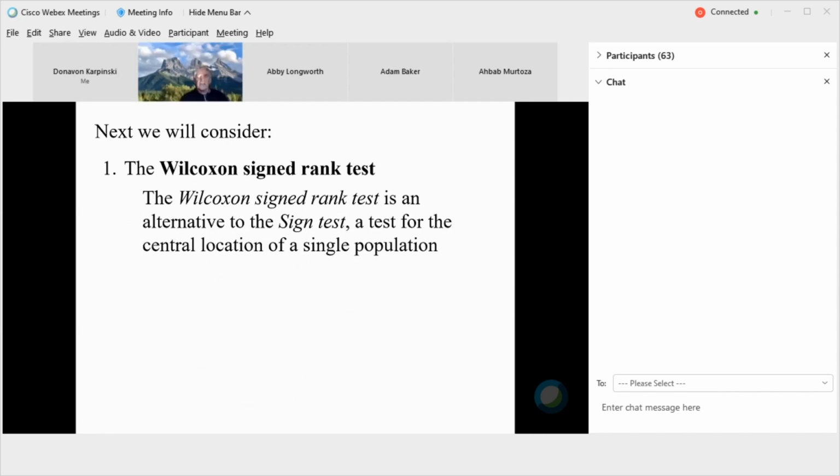The next test we're going to consider is an alternative to the sign test. It's called Wilcoxon's signed rank test. It's an alternative to the sign test, a test for central location of a single population. So again, this would be used in place of the Z test and the T test when we assume normality. If we can't assume normality, we can use the sign test. We can also use Wilcoxon's signed rank test.